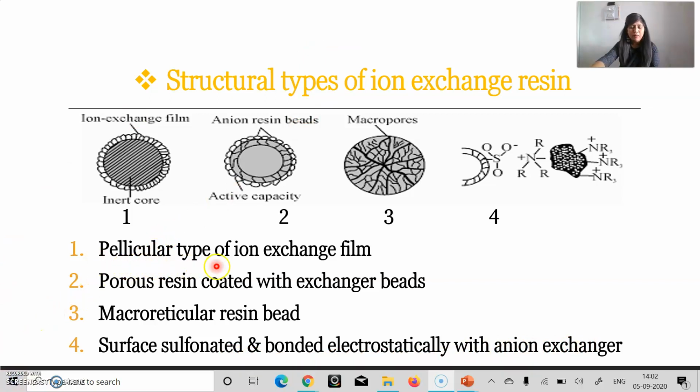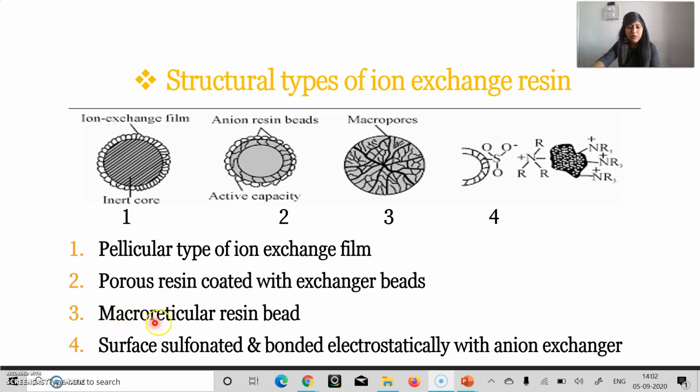First is the pellicular type. In this type, the particle has a size range of 30 to 40 microns and 1 to 2 micron film thickness. The ion exchange film is only 1 to 2 microns, and there is very low exchangeable capacity in this type. Second is a porous resin coated with exchanger beads. They are totally porous resin particles with a size range from 5 to 10 microns, and they are highly effective types of ion exchange resin.